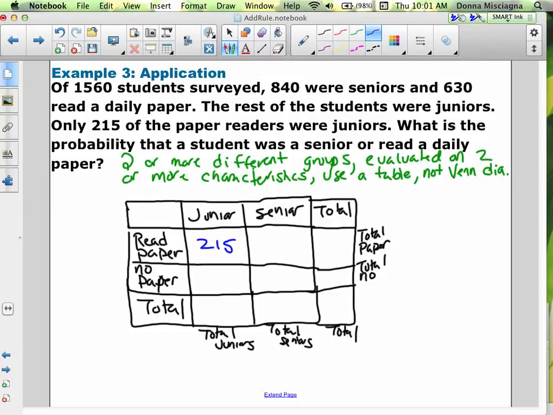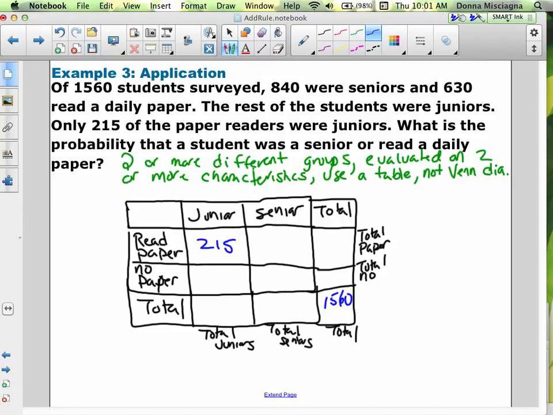1,560 is the total. Total. That's how many students we have. Yep, the total of the totals is right there. All right, so we got a couple more numbers in the table, and then we're going to have to use what we have to figure out the rest.